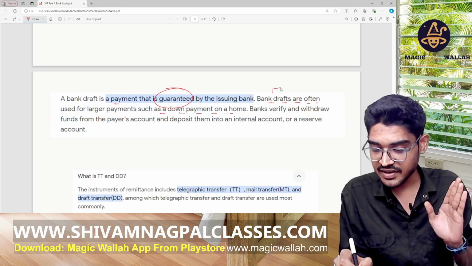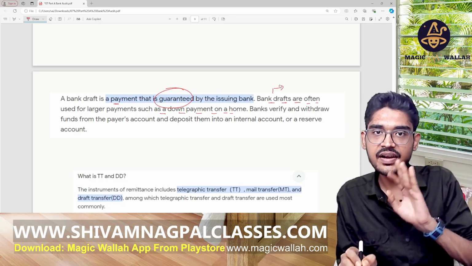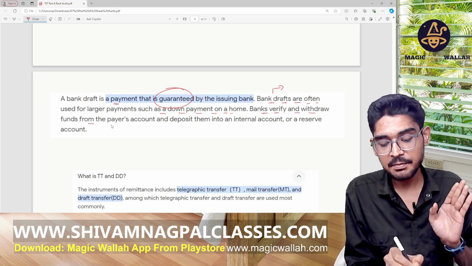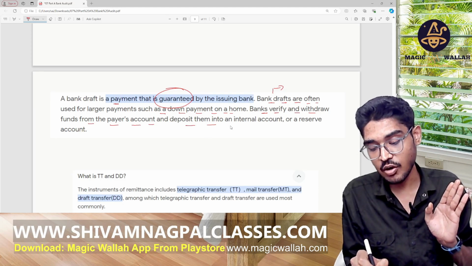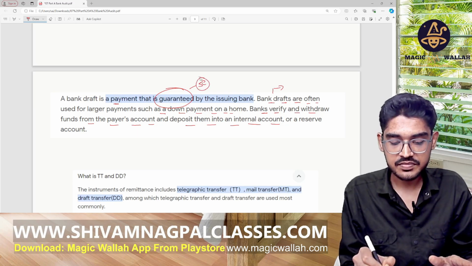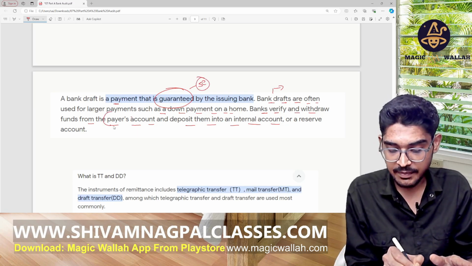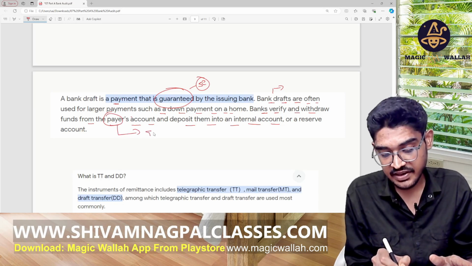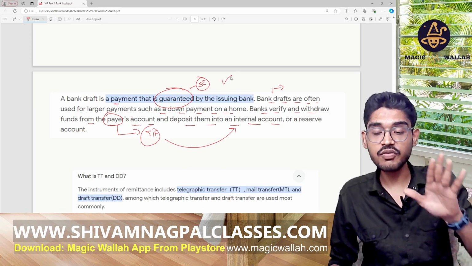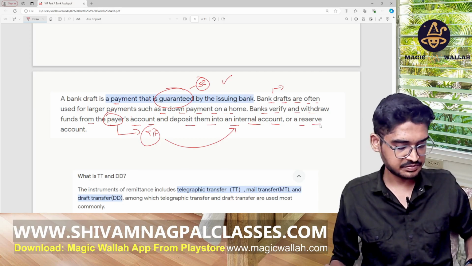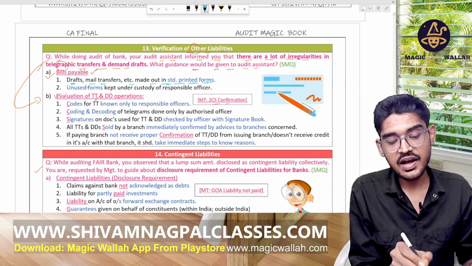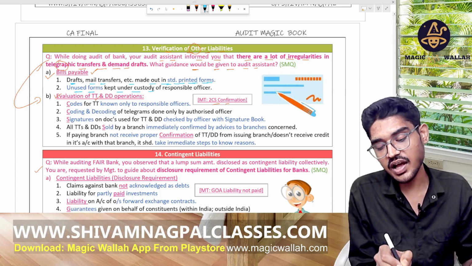It is a temporary guarantee given by the bank for one time, and the bank verifies and withdraws the funds from the payer's account and deposits that amount in an internal account. Just like the bank has given a guarantee for 5 lakh rupees. So a depositor having money with the bank, the bank transfers the money deposited by that payer to a separate account for giving that guarantee. It's a kind of draft, right? So check their standard form and unused forms kept under the custody of the responsible officer.